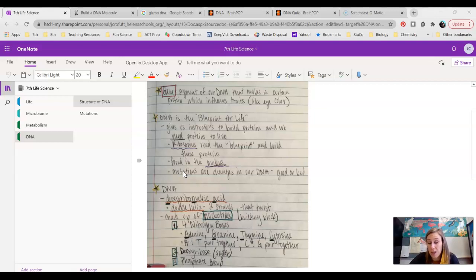It could be a change in your protein that causes you to be more adapted to your environment, and it's easier for you to live and function.